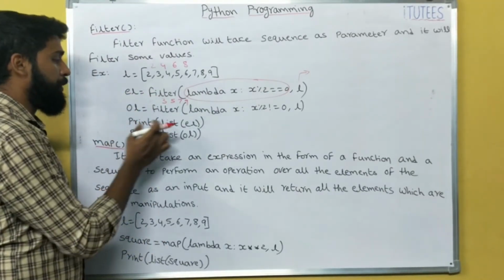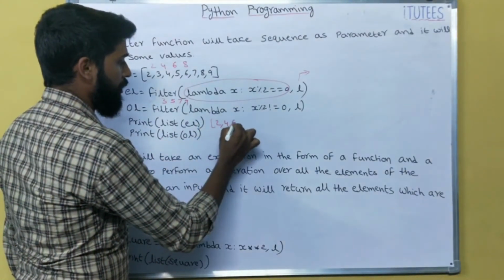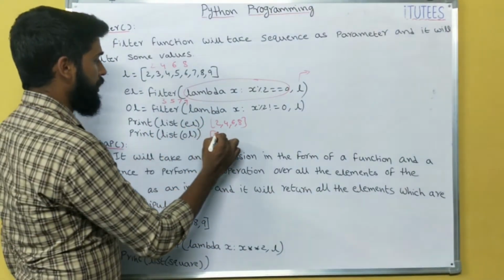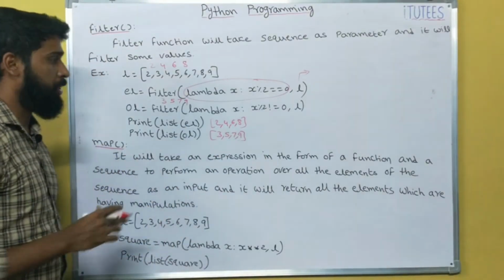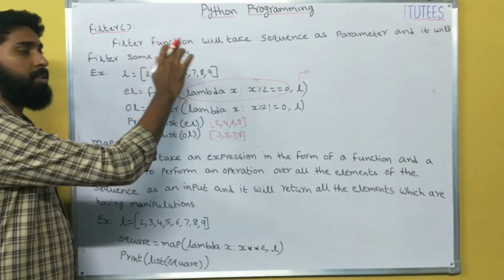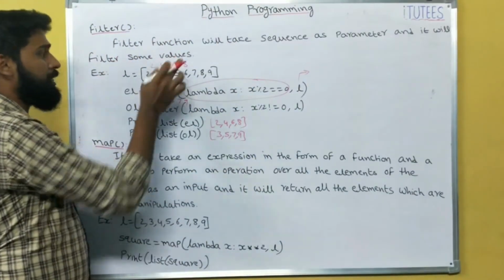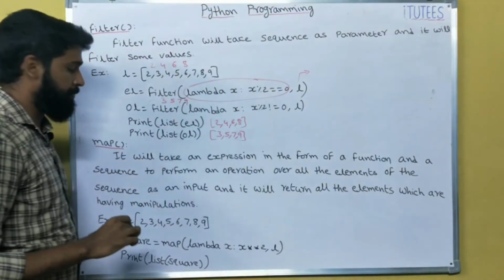Now I am going to print list of EL. That means it prints 2, 4, 6, 8. Coming to the odd list, it prints 3, 5, 7, 9. I hope you understand the filter function. So what is a filter function? The filter function will take a sequence as a parameter and it will filter some values based on some condition. Here I am using a lambda function.